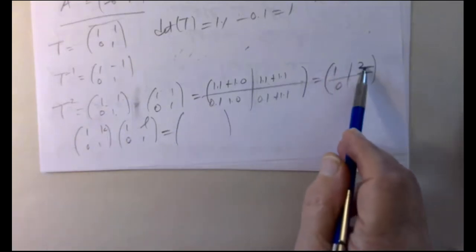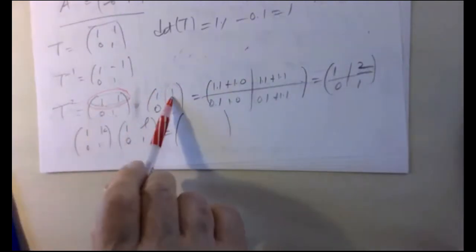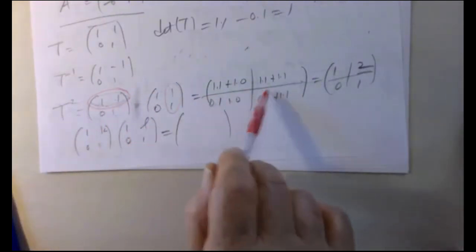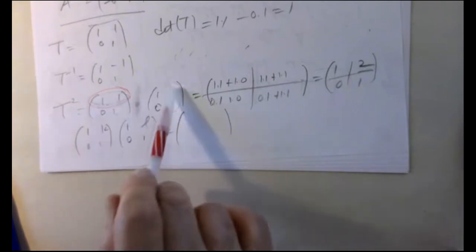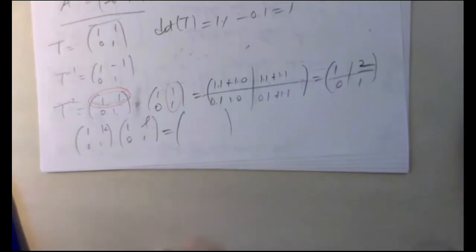Professor, excuse me, how did we get the number 2? Well, so this is the first row, second column. So I multiply the first row times the second column. 1 times 1 plus 1 times 1. Right? First row multiplied into the second column. 1 plus 1 is 2.